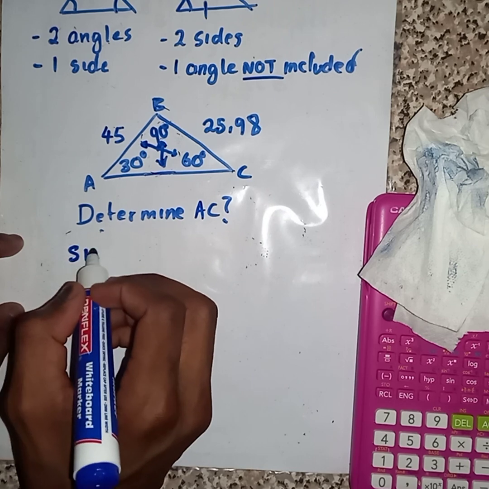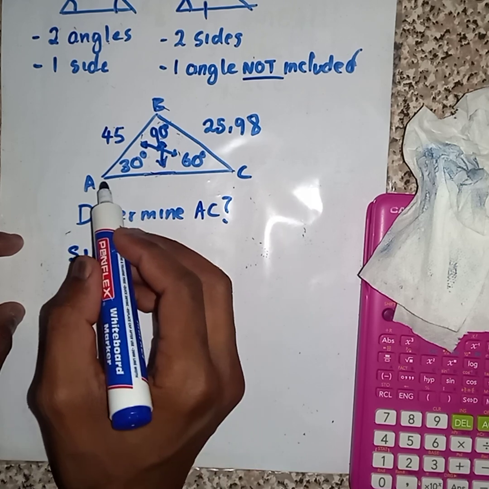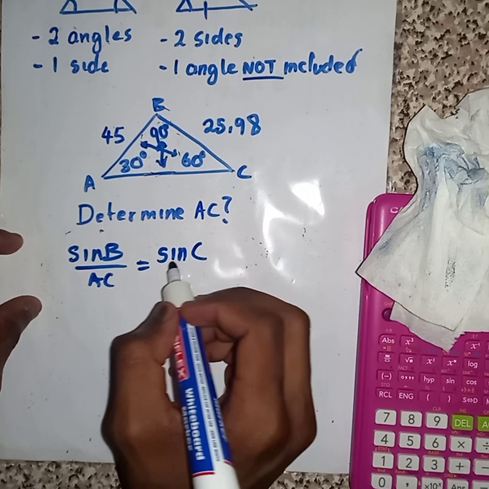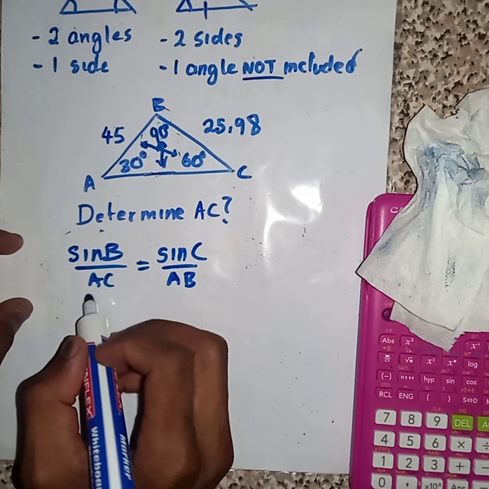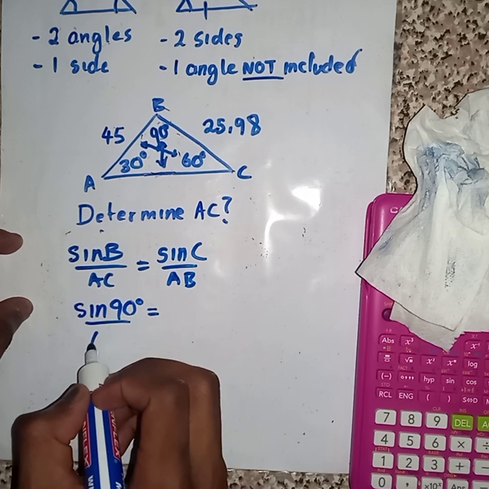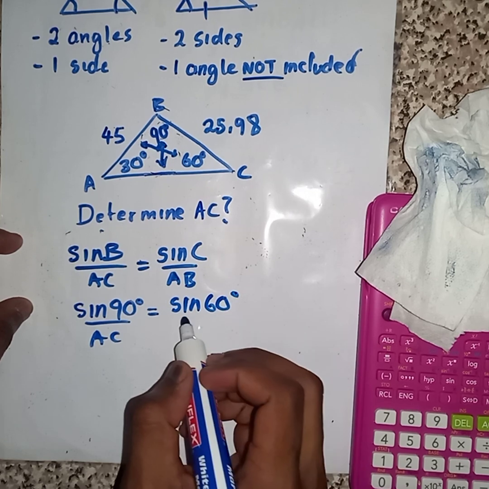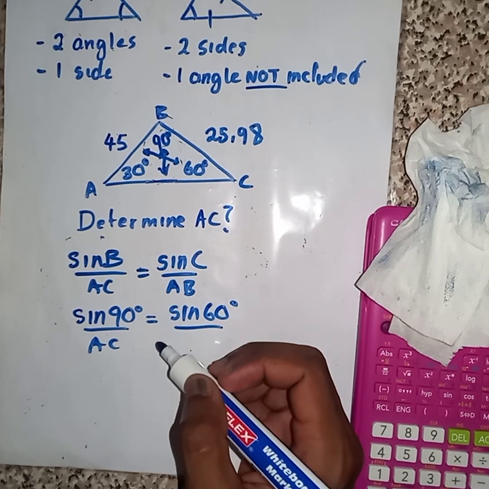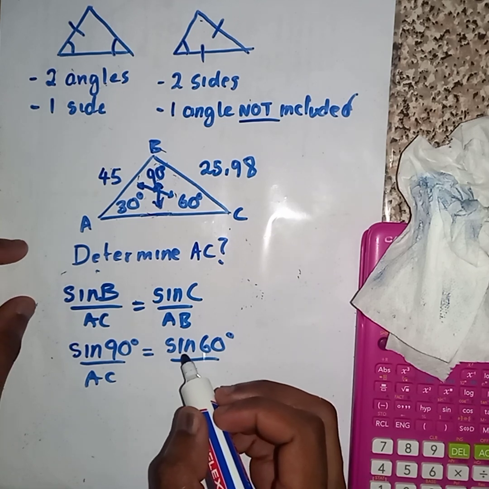Then we are going to say sine of B divided by AC, we need AC. Then let's continue by saying sine of C divided by AB. Then our B is 90, so I'm going to say sine 90 degrees. I don't have AC, I do have angle C, which is 60 degrees. Then my AB is 45.